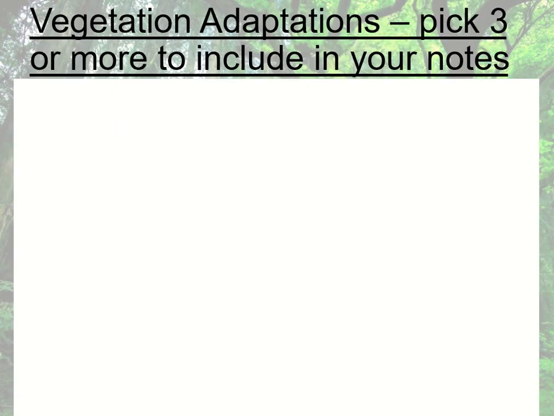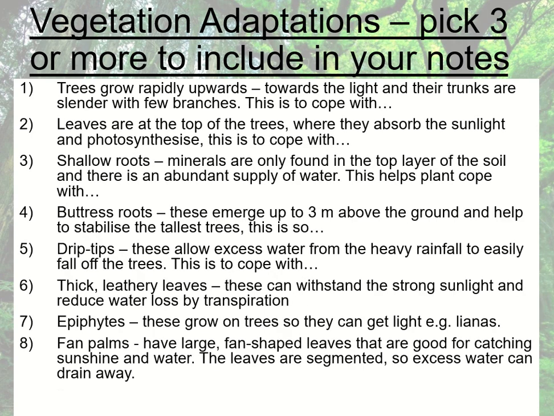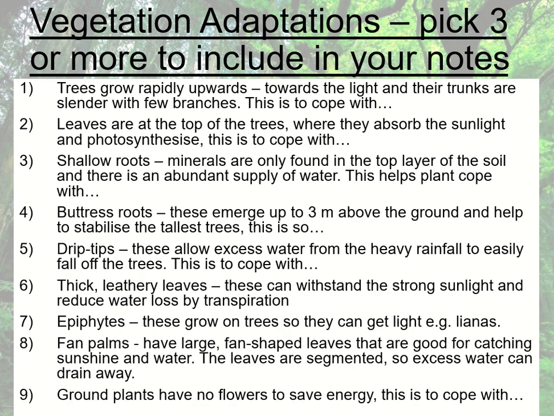In terms of adaptations, you need to be aware of at least 3 vegetation adaptations and 3 species adaptations. Now, the vegetation adaptations, I've picked 9 here, which are all quite specific. Some of them need a bit of finishing, so you can add a bit more detail. But my advice to you to complete your handout is to pick 3 of these 9. Read through all 9 and then pick the 3 that you find the most memorable.